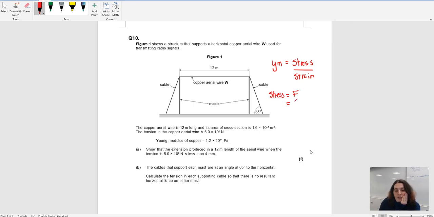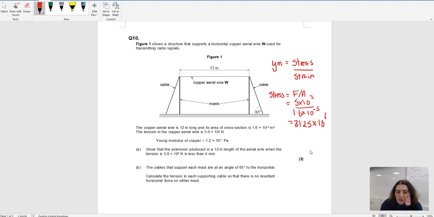So that's 5 times 10 to the 2, over the cross-sectional area, which is 1.6 times 10 to the minus 5. So my stress is 5 times 10 to the 2 divided by 1.6 times 10 to the minus 5, which is quite a big number of 31.25 times 10 to the 6 there.